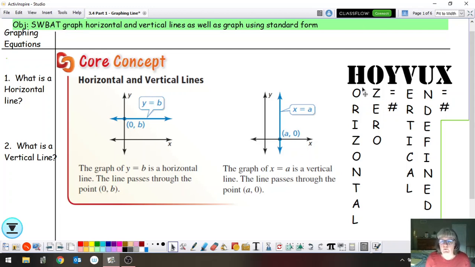And we'll focus on the slopes of these lines in a later section. But for now, what we really need to focus on is that a horizontal line is going to have the equation of y equals a number, and a vertical line is going to have the equation of x equals a number. So let's take a look at this.